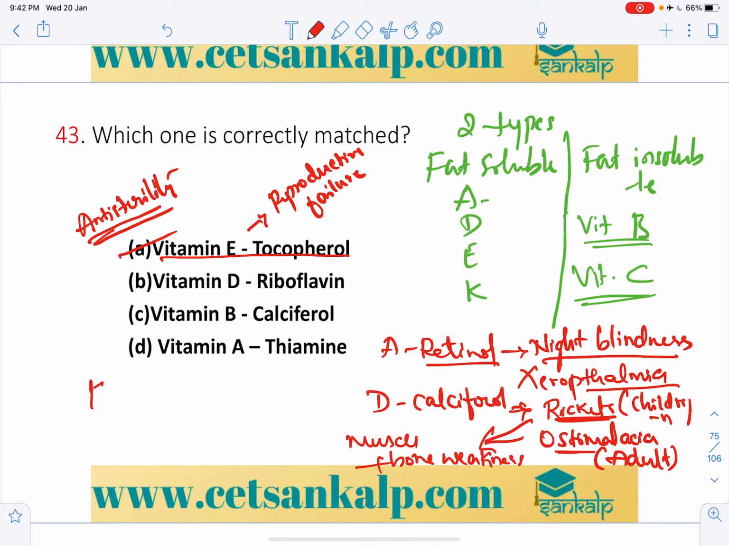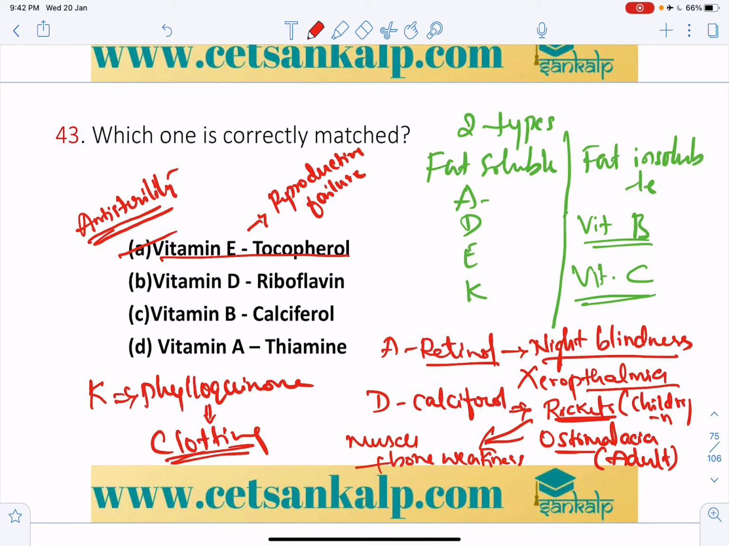Whenever we mention K, it is phylloquinone, right? Phylloquinone is the one which is required for clotting, for coagulation purposes. If there is vitamin K deficiency, there will be prolonged or long-term bleeding, right? It's very difficult to stop bleeding. So these are the things related to the fat soluble vitamins, right?